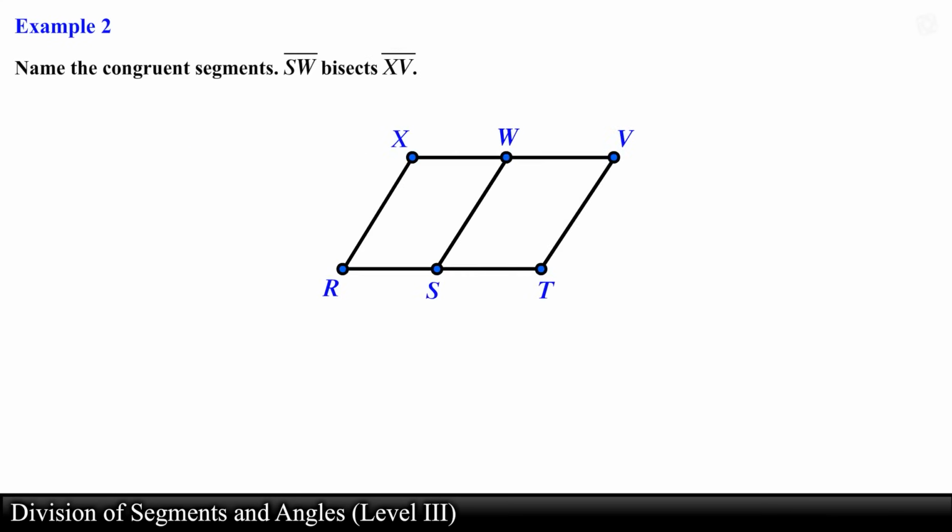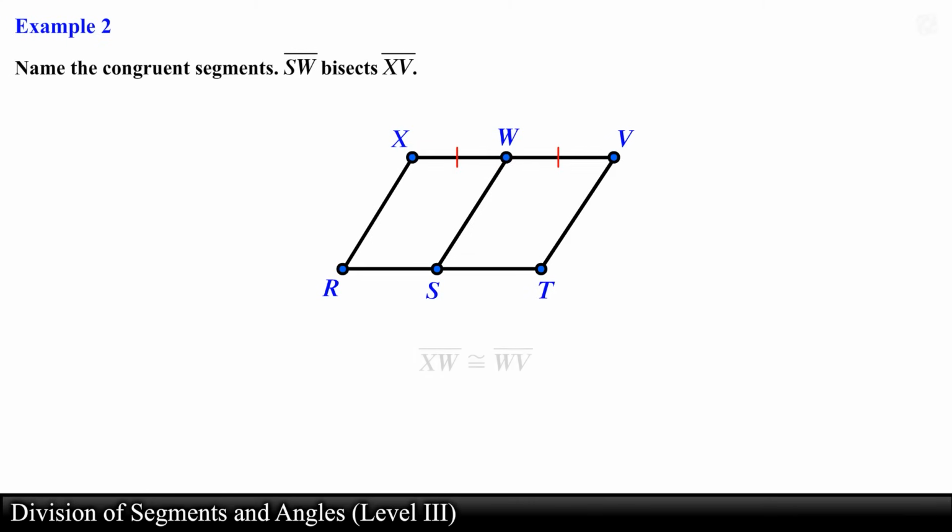Name the congruent segments. Segment SW bisects segment XV. In this problem, we are also asked to determine which segments are congruent given that segment SW bisects segment XV. Since segment SW bisects segment XV, we know that segment XV will be split into two congruent segments. We can illustrate this in the diagram by drawing a single tick mark for segment XW and segment WV.